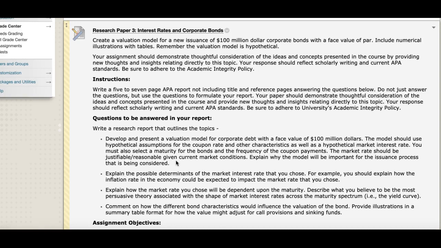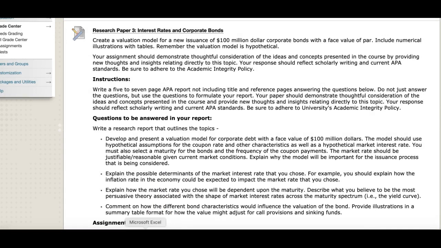So if you believe the persuasive theory associated with the shape of the market interest rates across the maturity spectrum, you have to explain the yield curve. The last thing I want you to do is cover all the different characteristics, such as sinking fund, call provisions, and different things that might adjust the value of a bond and that go against the bond as well.